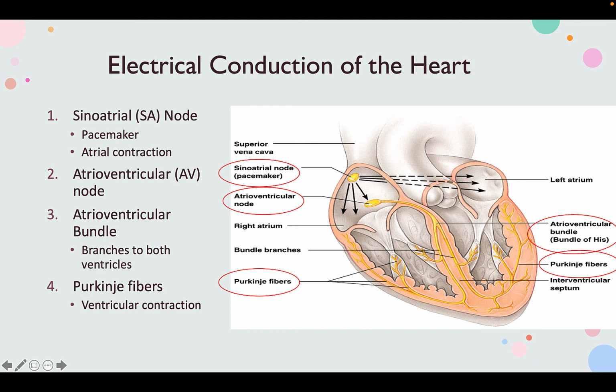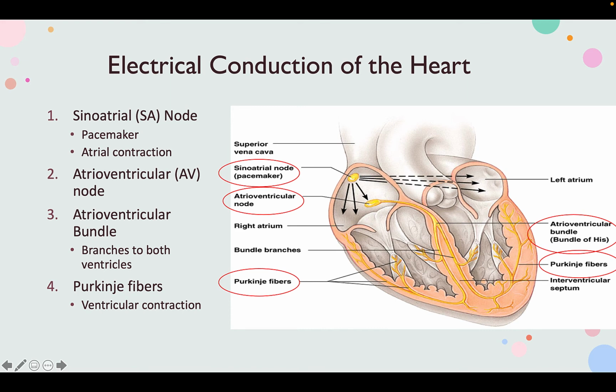And then this divides into two different branches. Okay, so that's these bundle branches. It divides into two branches. These bundle branches then make contact with Purkinje fibers. So you can see these branching Purkinje fibers. Okay, so these are in the apex of the heart.